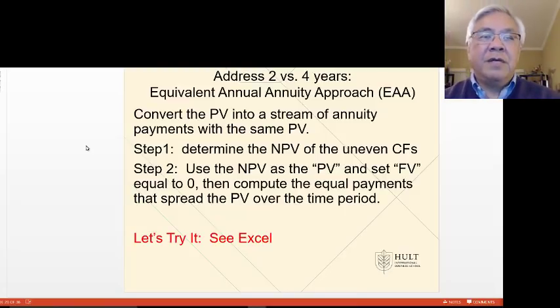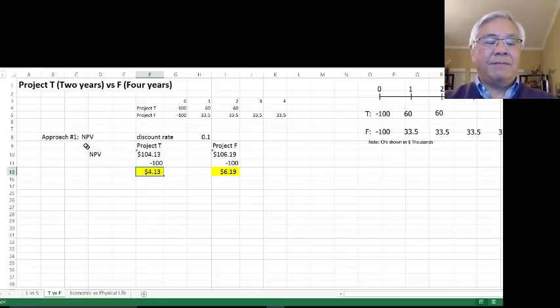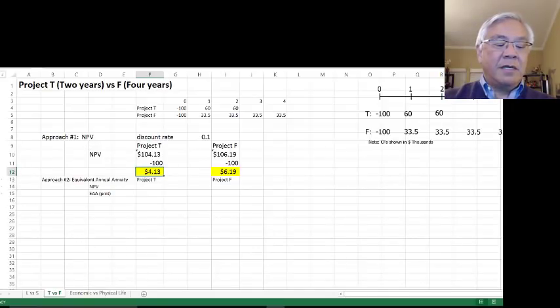So the first thing you do is you determine the NPV of the uneven cash flows. Then you use that number as the PV, and then you specify the last year as T with a 0 future value, and then you force the computation of what payment draws down that present value back down to 0. And that's what we're doing. So I'll show you that in Excel. That might make more sense. But I must admit this one most students have a harder time visualizing. So let's just do the calculation.